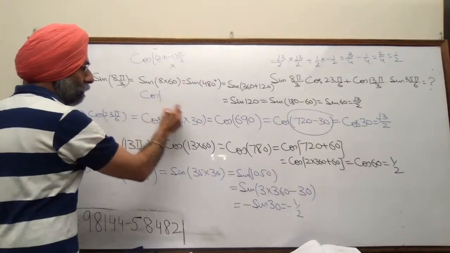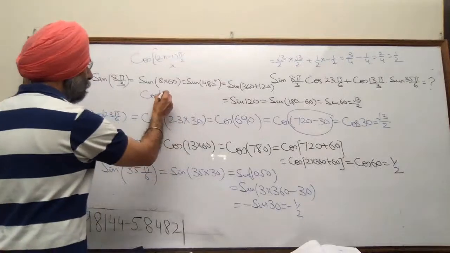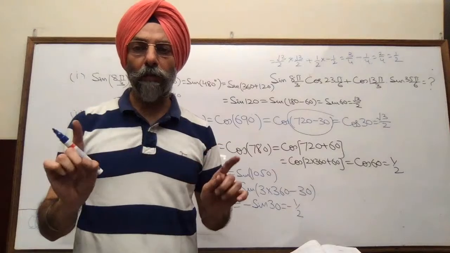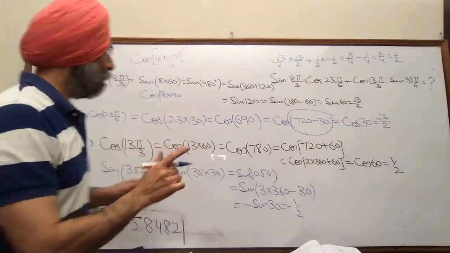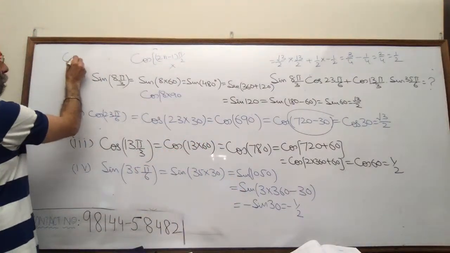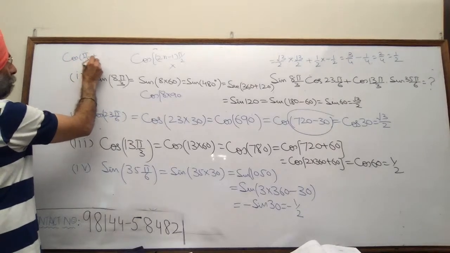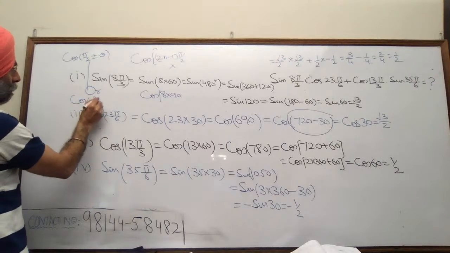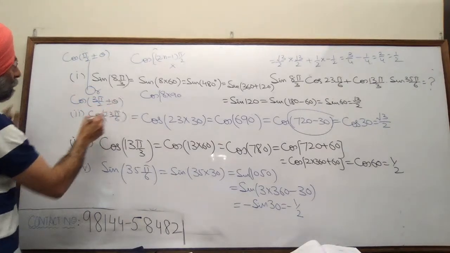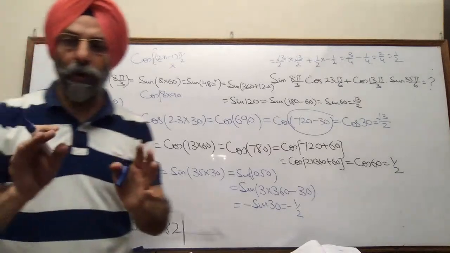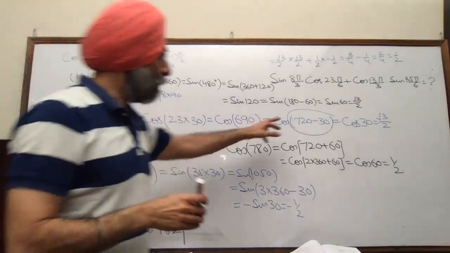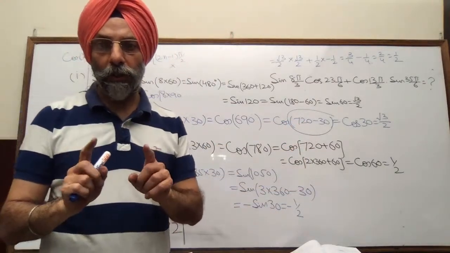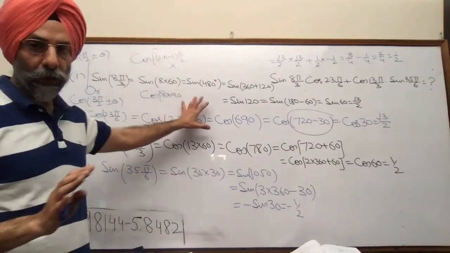So now 720 is even multiples of 90 degree. So T ratio is never going to change. T ratio changes when you have cos of 90 plus minus theta or cos of 3 pi by 2 plus minus theta. You can see that both are odd multiples of pi by 2. Since here it is even multiple of pi by 2, your T ratio will not change. I hope you can understand this point here now.